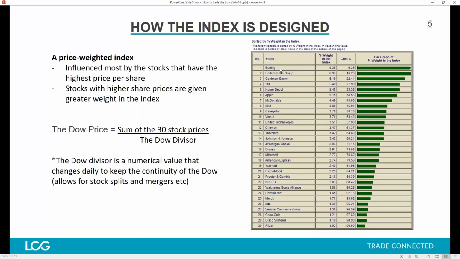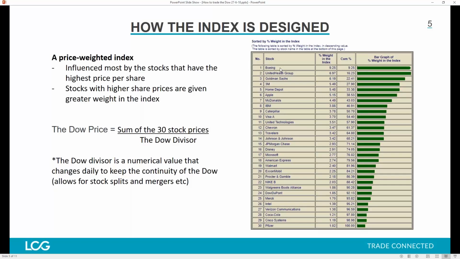So that's why when you add up all the stock prices in the Dow, you would think, well, okay, the Dow price should just be the sum of those 30 stock prices, but it's actually divided by this Dow divisor, which is how the Dow ends up being worth 17,000 or whatever it's currently priced at, whereas all the individual shares put together don't come anywhere close to that. That's because of that Dow divisor involved.